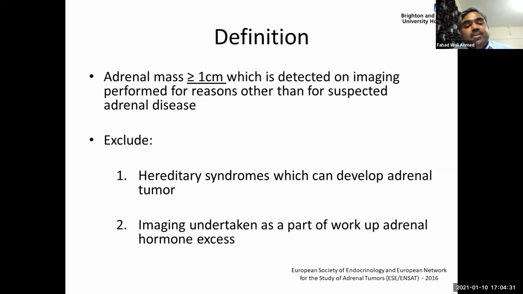So the definition of adrenal incidentaloma is any mass which is 1 centimeter or more, detected on imaging performed for reasons other than suspected adrenal disease. This excludes any adrenal imaging done for patients who have a diagnosis of adrenal hormone excess, or any hereditary syndromes which can develop adrenal tumors, like SDHB mutations or multiple endocrine neoplasia type 2. So these are lesions discovered incidentally during workup for other conditions.